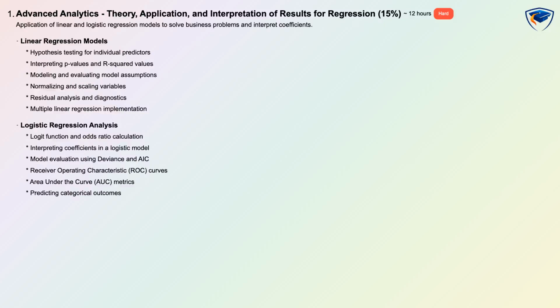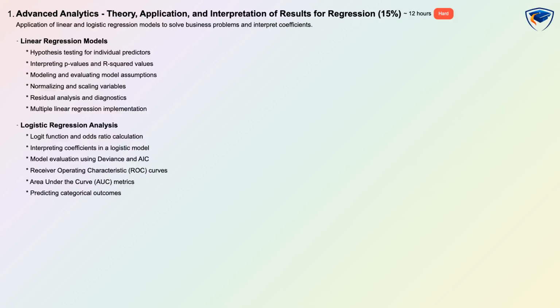Domain 1, Advanced Analytics, Theory, Application, and Interpretation of Results for Regression is all about the application of linear and logistic regression models to solve business problems. You'll learn about hypothesis testing for individual predictors, interpreting p-values and r-squared values, modeling and evaluating model assumptions, normalizing and scaling variables, residual analysis and diagnostics, and multiple linear regression implementation.